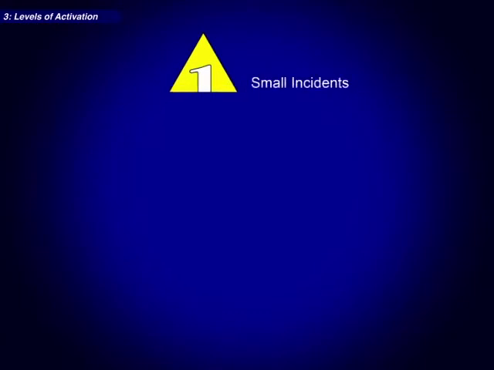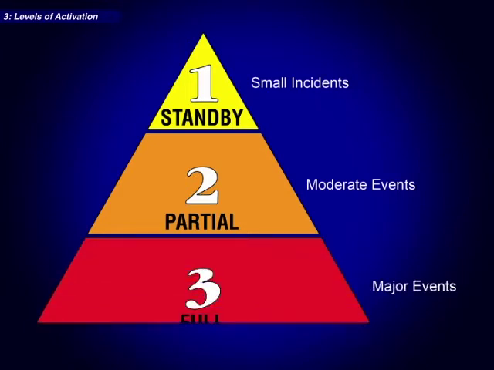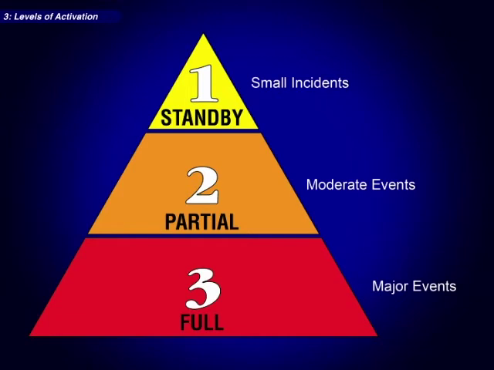Level 1, Standby Alert. For situation assessment of small incidents, such as an outbreak of measles in a single facility. Level 1 activation may require only a few members of staff and involve 1 or 2 agencies. Level 2, Partial Activation. For moderate events, such as a facility fire resulting in evacuation. Level 2 activation requires minimal staff and may involve several agencies. Level 3, Full Activation. For major events, including regional disasters or an influenza pandemic, that require activation of large numbers of staff and the involvement of multiple agencies.